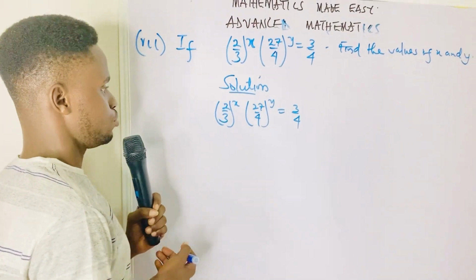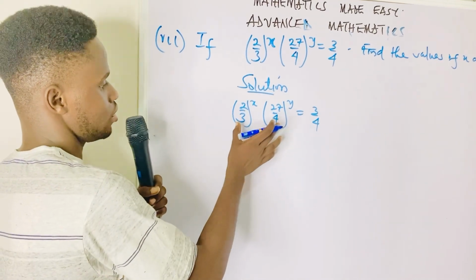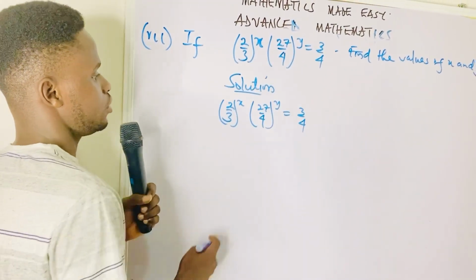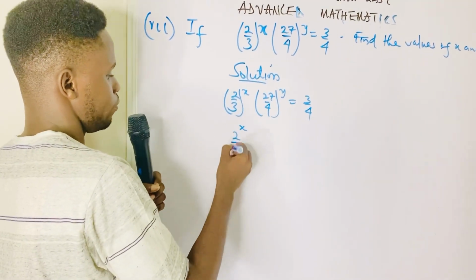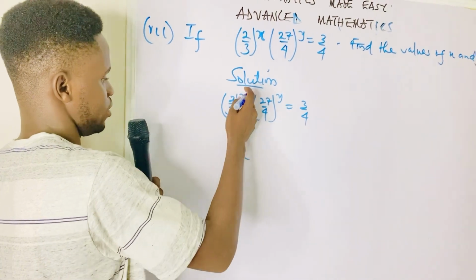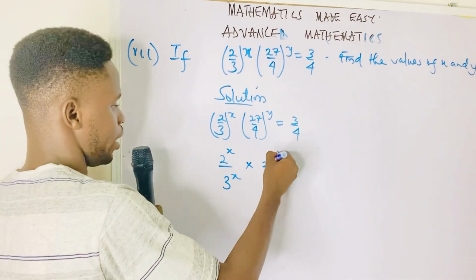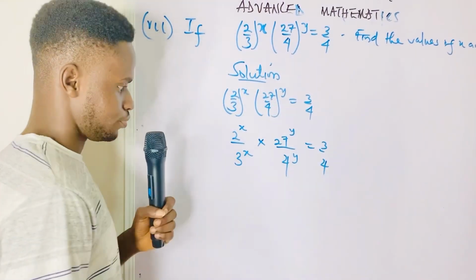It's very, very simple. Once you apply the laws, you can see that this is the common power law, where everything inside the brackets will be affected by the power. So you can first separate by saying 2 raised to power x over 3 raised to power x. Carry the same thing here, bracket multiplication, and 27 raised to power y divided by 4 raised to power y equals 3 over 4.